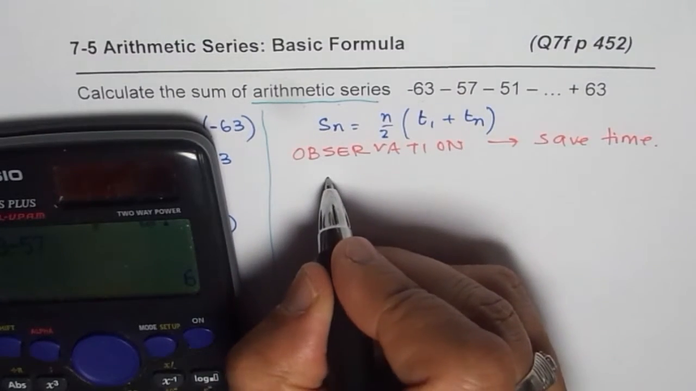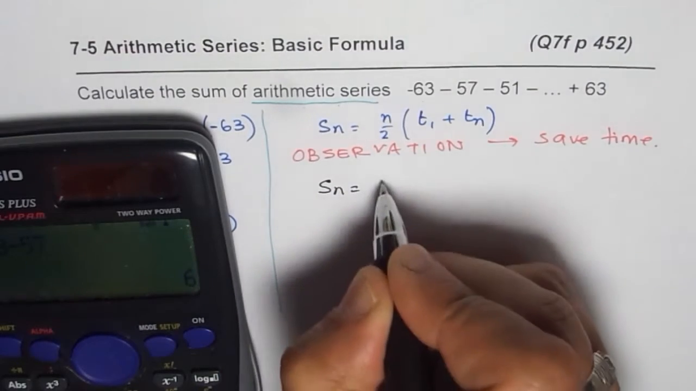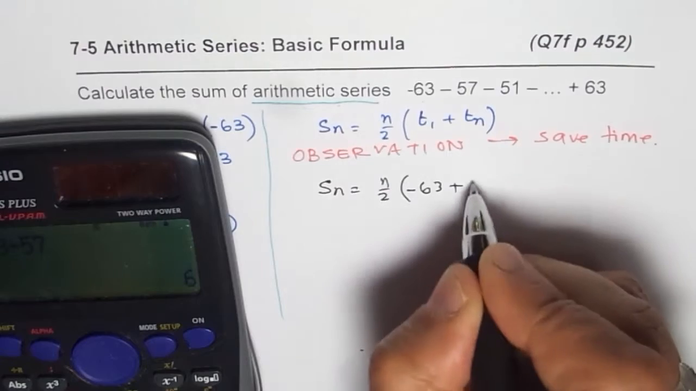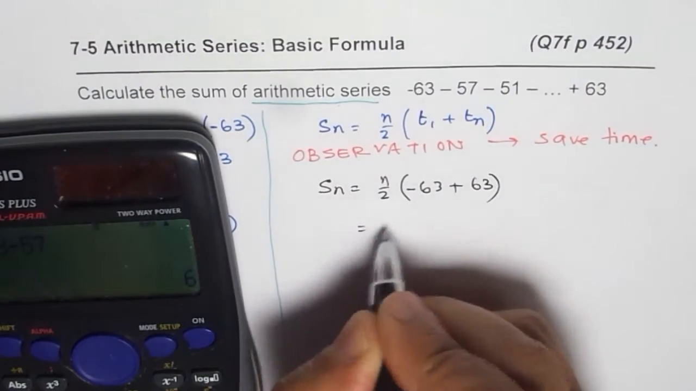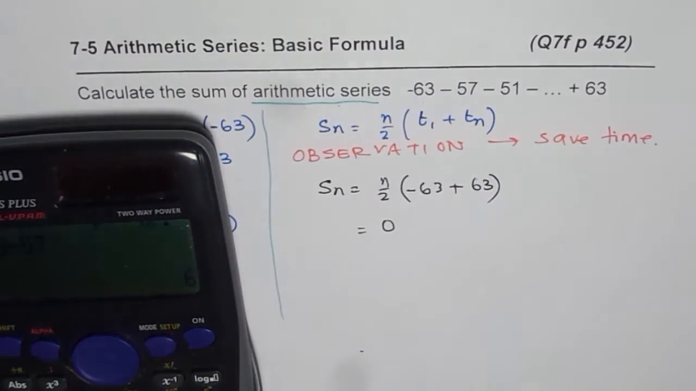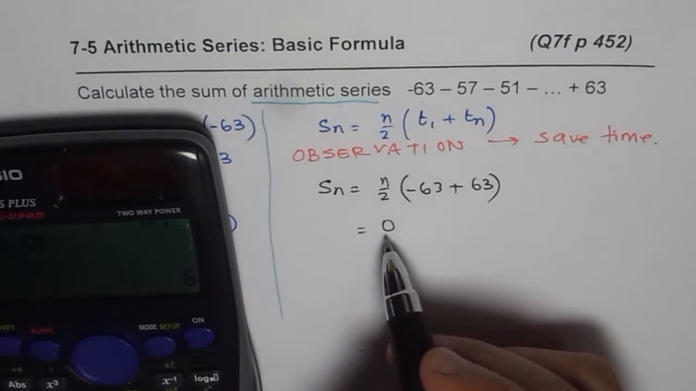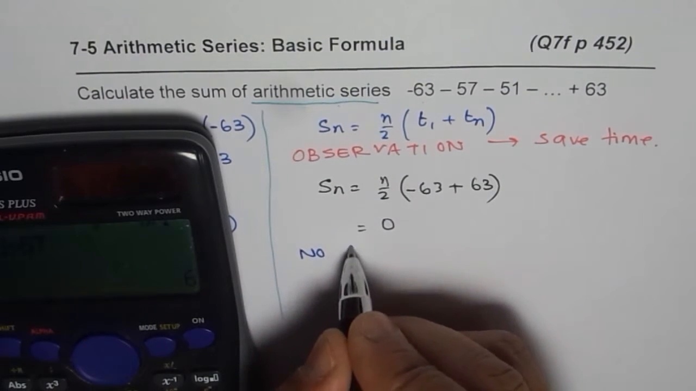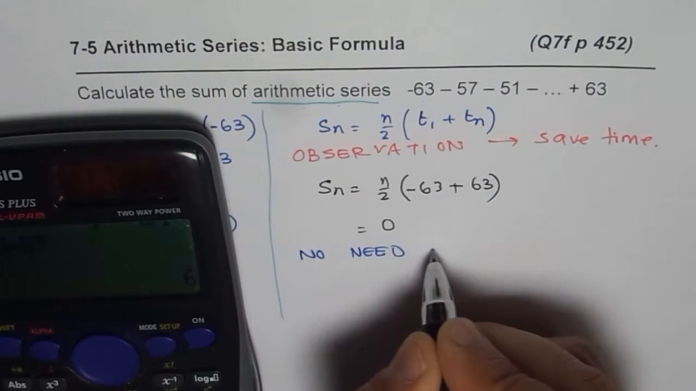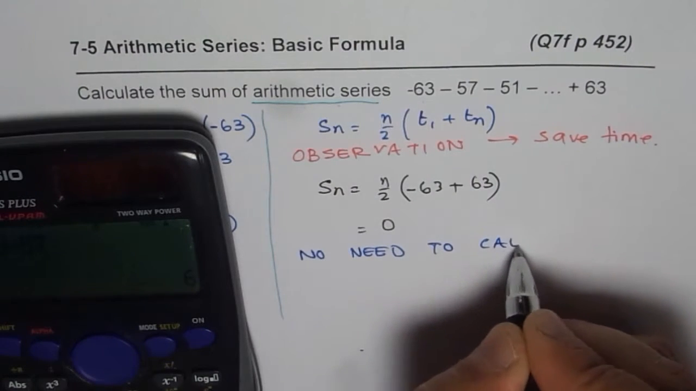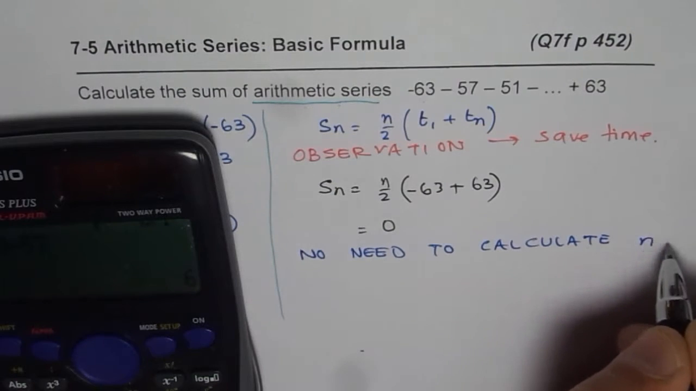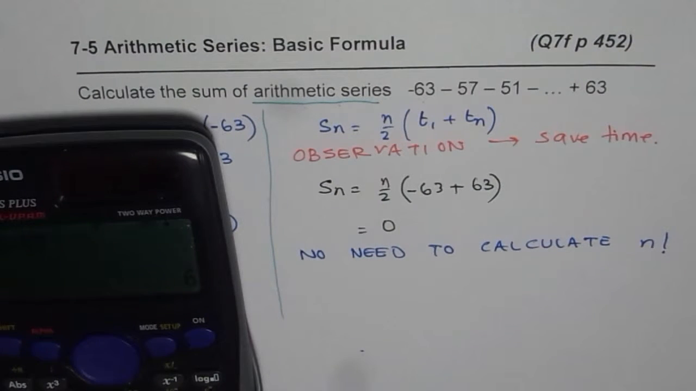Do you see that? So in this case, I say, well, S of n equals to n over 2, T1 is minus 63, Tn is plus 63. And what I get is 0. So that's it, right? So I know some teachers will not agree with me. Some students may not agree with me, right? So no need to calculate n, right? So that is kind of very important to understand.